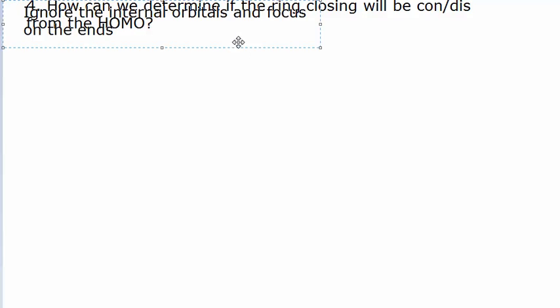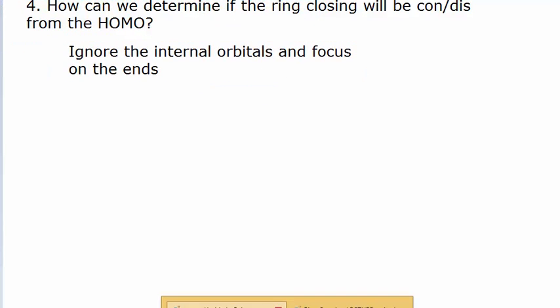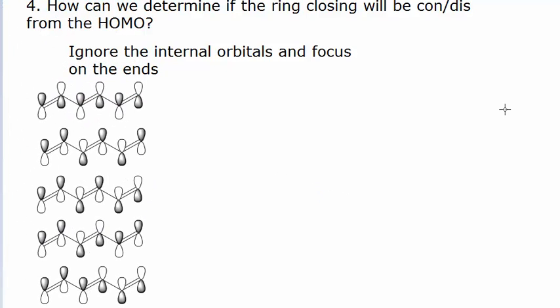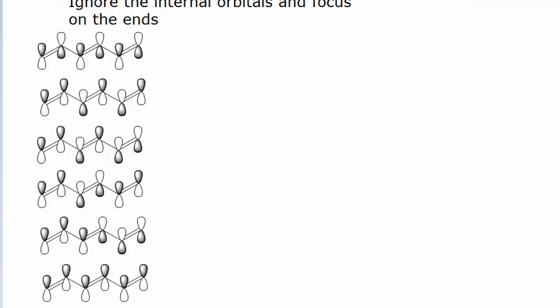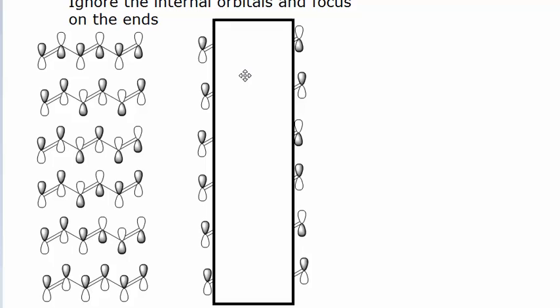So it again goes back to paying attention to those molecular orbitals that we had. But again, I want you to ignore all the p orbitals except for the ones that are going to be on the ends. So we have this here, but what you really should be looking at is just the ends. So these are on the same side, now these are on the opposite side, now these are on the same side, now these are on the opposite side, now these are on the same side, now these are on the opposite side. You should see a pattern emerging here.